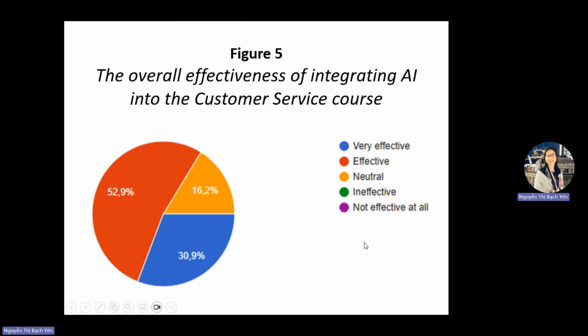Move to the next, also the last question. The overall effectiveness of integrating AI into the customer service course? No negative feedback from students. Yes. The first one, very effective, consists of 30.9%. Effective consists of 52.9%. Neutral, 16.2%. Ineffective and not effective at all? No student chose this answer.